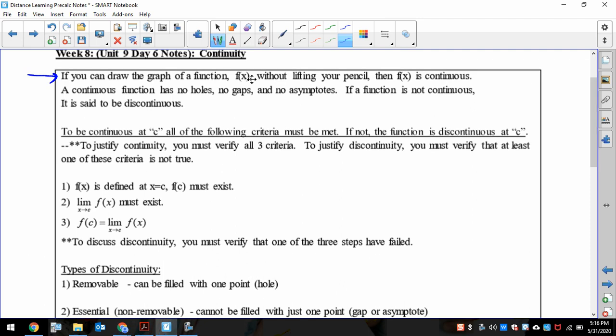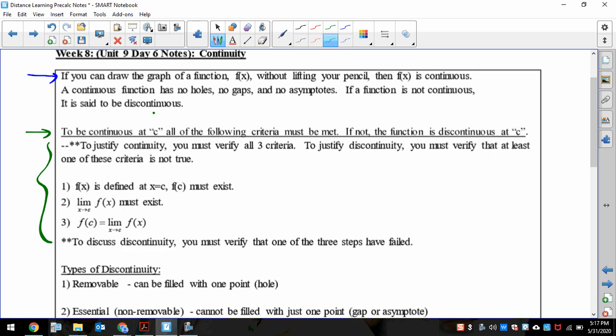So that's the easy definition, but in calculus, that's really not good enough for us. We can't have a definition so subjective as you can't lift your pencil. So this right here is the formal definition. Let's go ahead and read it.